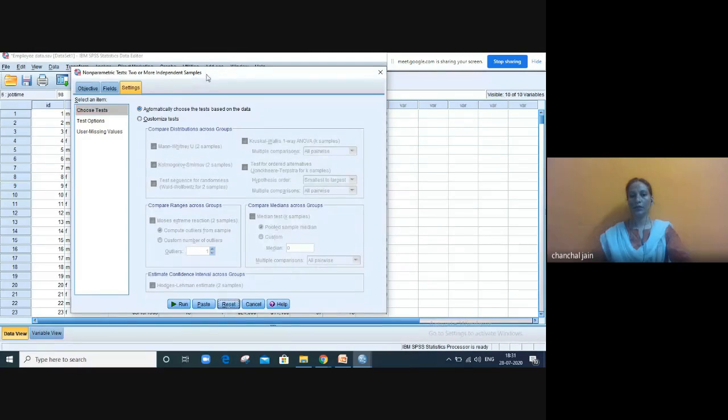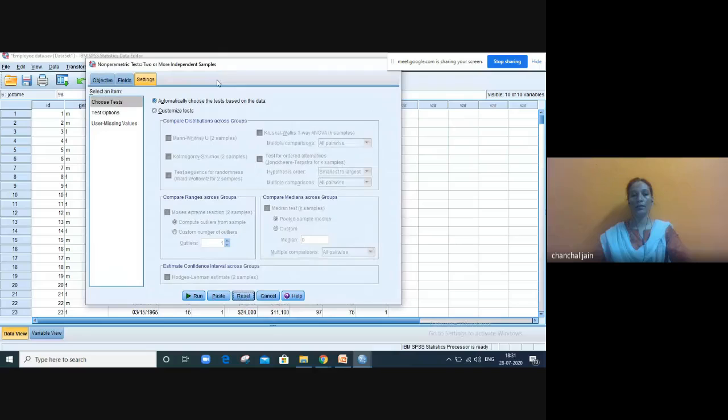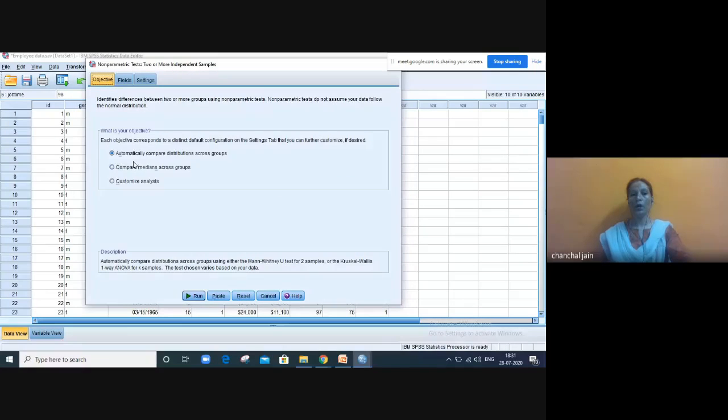I'm resetting this for you. And what you need to do here, three tabs are given to you. The first tab automatically compares the distribution across the groups. So yes, we want to compare the distribution, because that is the assumption of the Mann-Whitney test. So we will go with the default option here. We don't need to check or touch anything here.